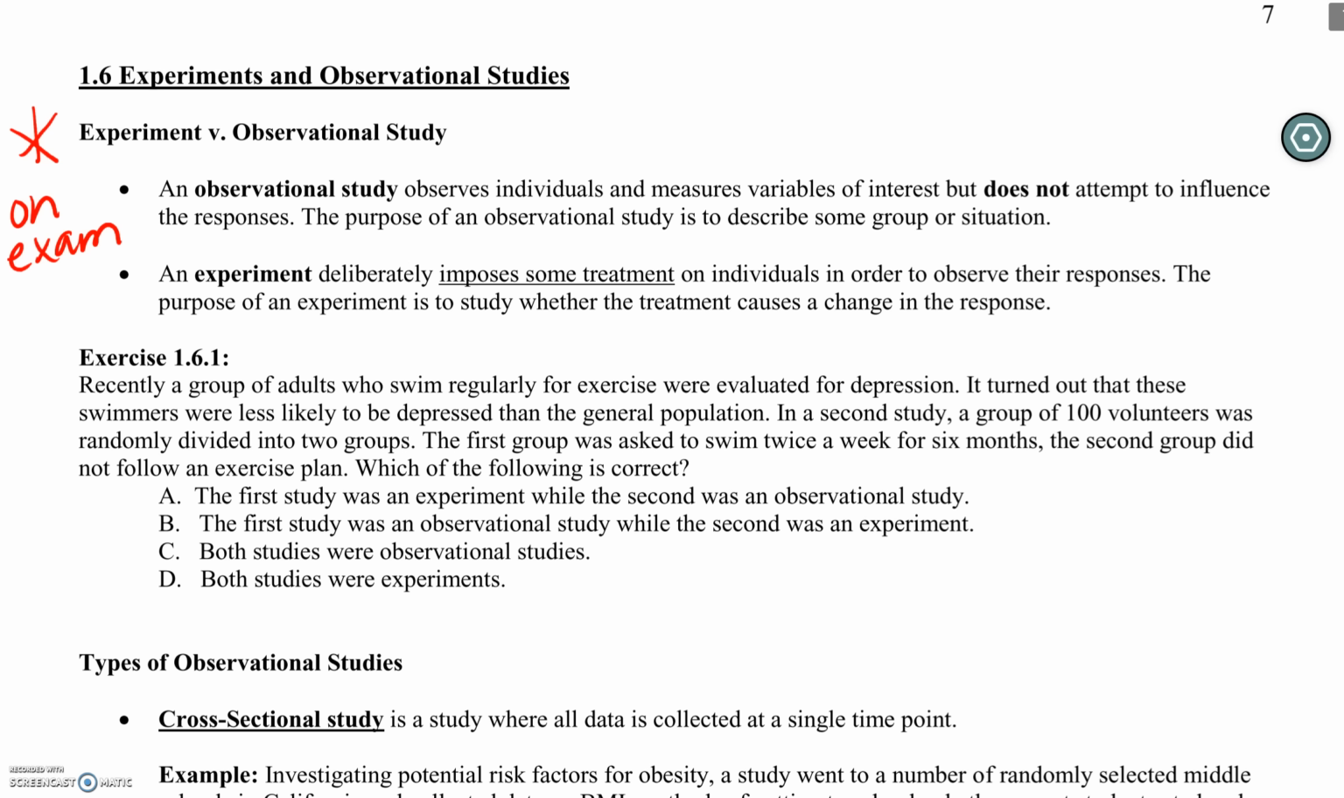So our first exercise here, I'm going to give you a moment to read through and try to answer. So pause the video and take a shot at 1.6.1.